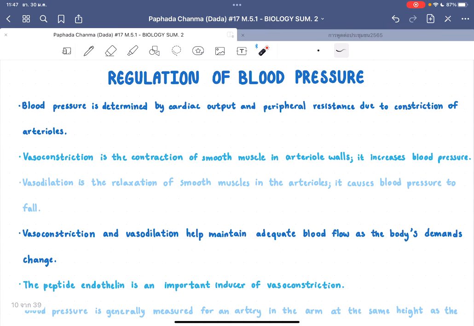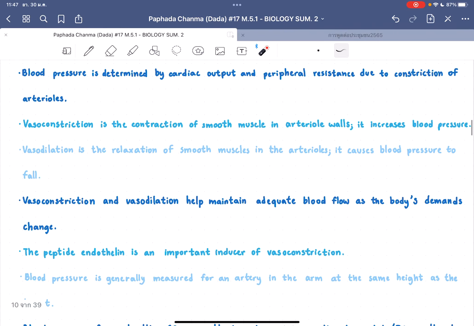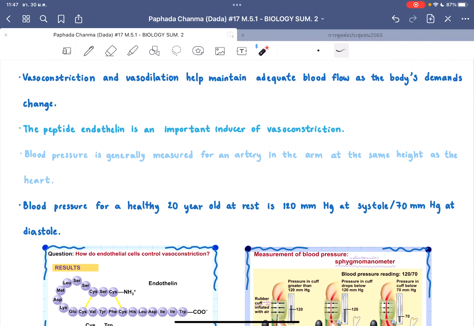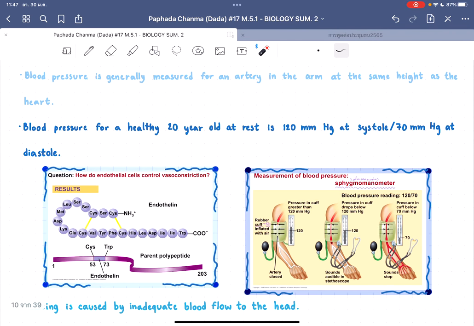Regulation of blood pressure. Blood pressure is determined by cardiac output and peripheral resistance due to constriction of arterioles. Vasoconstriction is the contraction of smooth muscles in arterial walls. It increases blood pressure. Vasodilation is the relaxation of smooth muscle in the arteries. It causes blood pressure to fall. Vasoconstriction and vasodilation help maintain adequate blood flow as the body's demands change. The peptide endothelin is an important inducer of vasoconstriction. Blood pressure is generally measured for an artery in the arm at the same height as the heart. Blood pressure for a healthy 20-year-old at rest is 120 mmHg at systole over 70 mmHg at diastole.